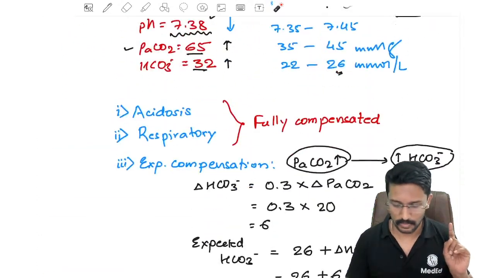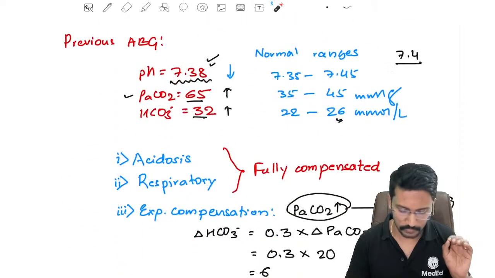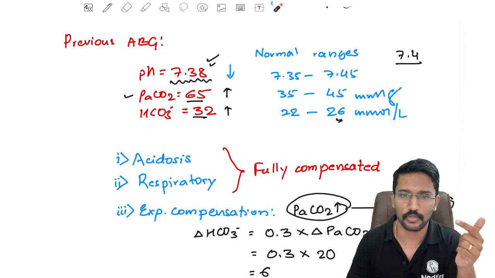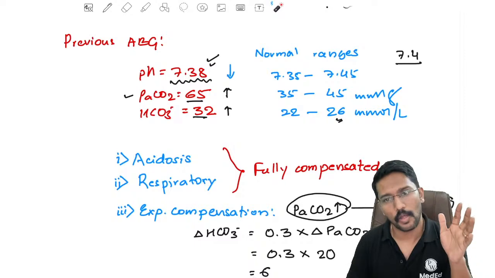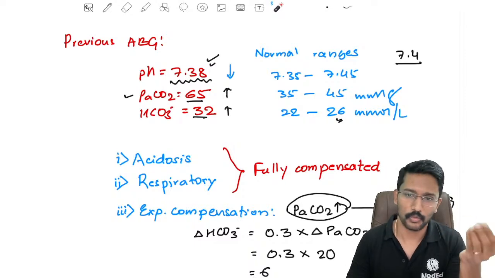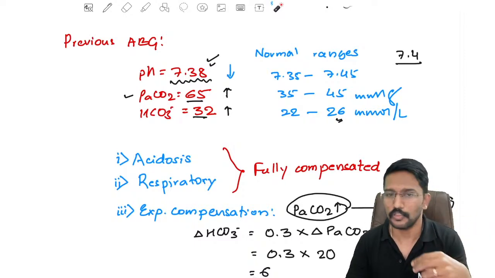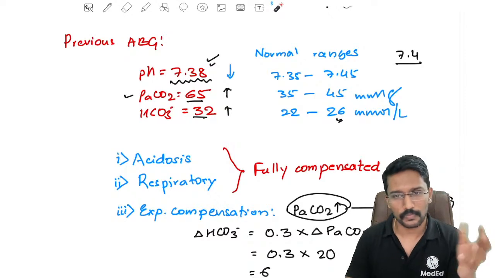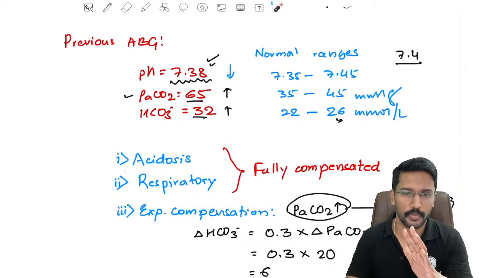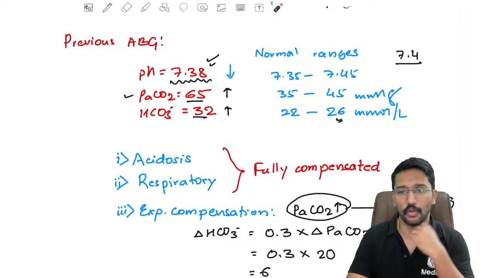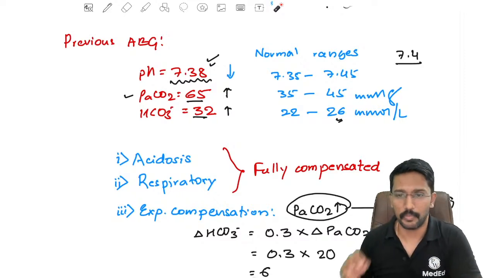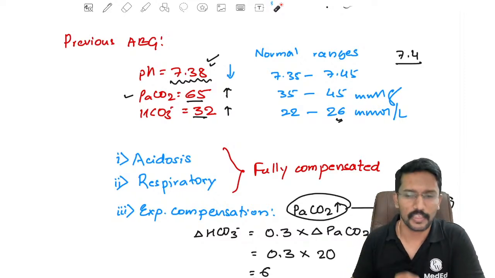So first thing is three standard steps. First thing is answer whether it is acidosis or alkalosis, looking at the pH. Second thing is to decide whether it is metabolic or respiratory. For that, look at the direction of the pH and PaCO2, and after that, to not miss another additional ABG abnormality, you have to calculate the expected compensation.